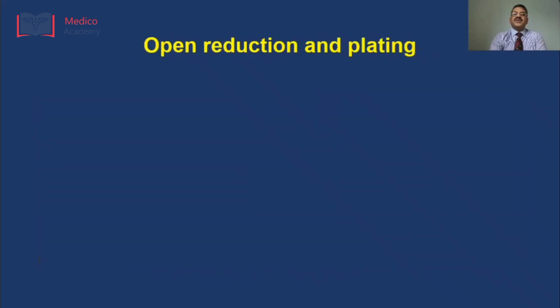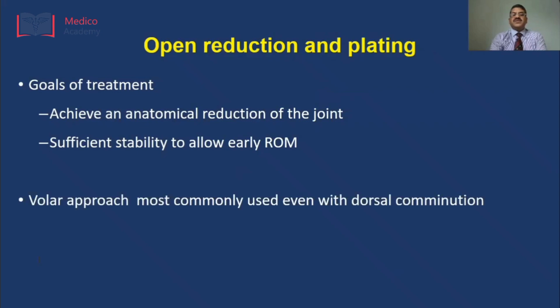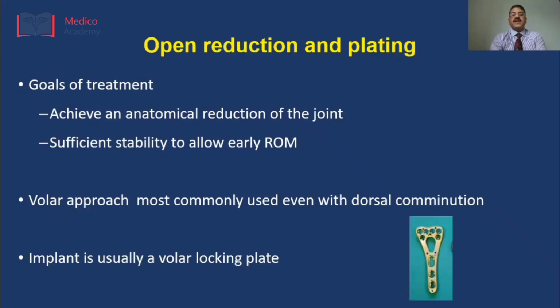When you consider open reduction and plating for distal radius fractures, the goals of treatment are as follows. You want to achieve an anatomical reduction of the joint. You want to have sufficient stability to allow early range of movement. The volar approach is therefore most commonly used, and it is also used when there is some dorsal comminution, because it is a stable fixation which allows us, with the current generation of plates, even to get away in cases where there is dorsal comminution.